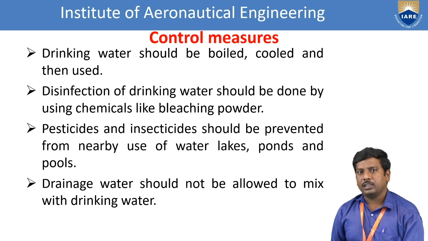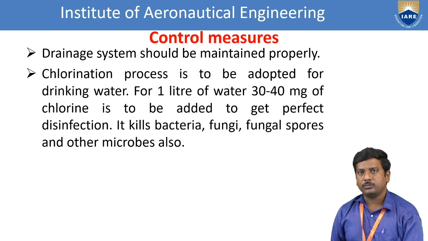Now we see these are the control measures of water pollution. Drinking water should be boiled, cooled, and then used. This is very important in domestic water supply. Disinfection of drinking water should be done by using chemicals like bleaching powder. This is nothing but the chlorination process. Pesticides and insecticides should be prevented from use near water lakes, ponds, and pools. Drainage water should not be allowed to mix with the drinking water. The drainage system should be maintained properly.